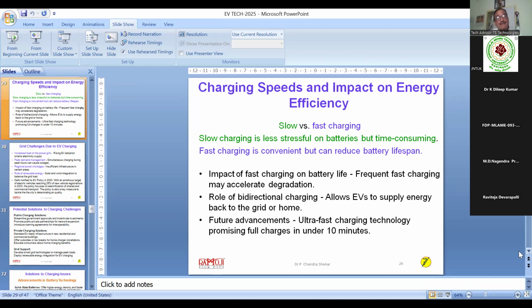Now bidirectional charging stations have also come. Suppose I have two cars and two people are going. I have a full charge, but my cousin does not have a charge. I can pass power to the grid and pass it to him also. New techniques like that are coming in.